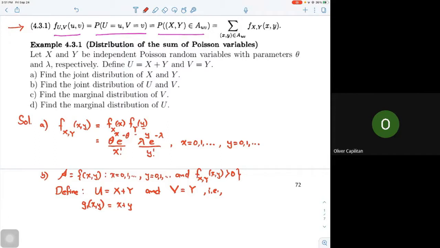And then we have here g sub 2 of xy, which is simply equal to y. And g sub 1 of xy is a realized value of u, so we can just use small u. So we have x plus y, and then this one is small v equal to y.